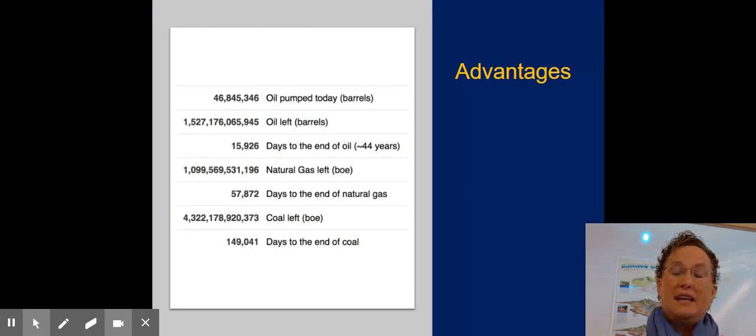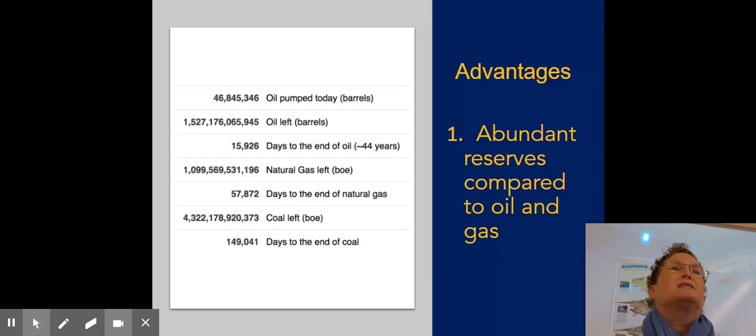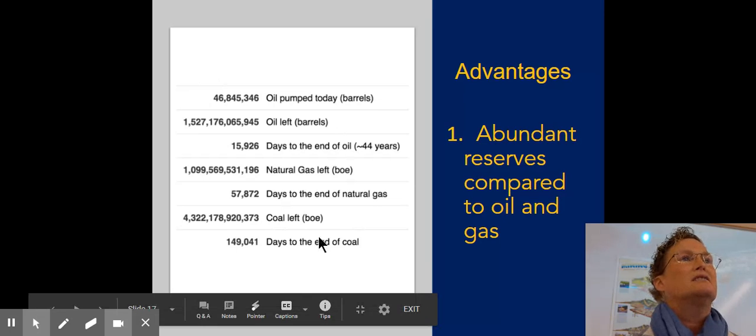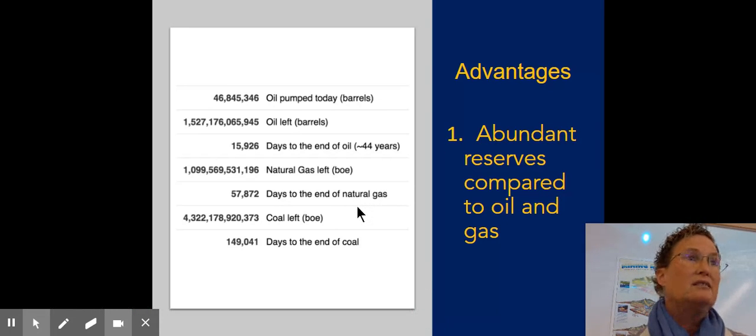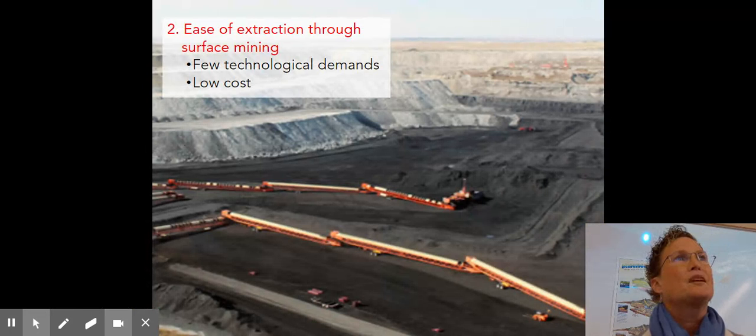So here are the advantages. The advantages are that it's abundant. There are abundant reserves compared to oil and gas, okay? So you can see how much is left and how long we might have. There are a lot of different ideas about exactly how long we'll have, but maybe 400 years even, or something like that, okay?